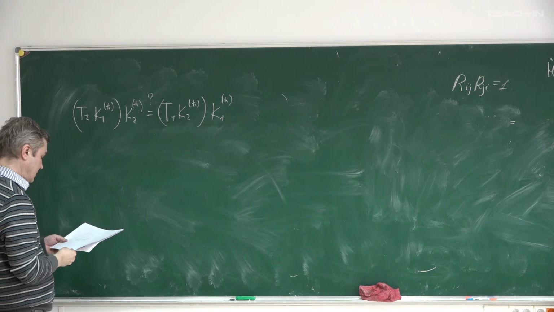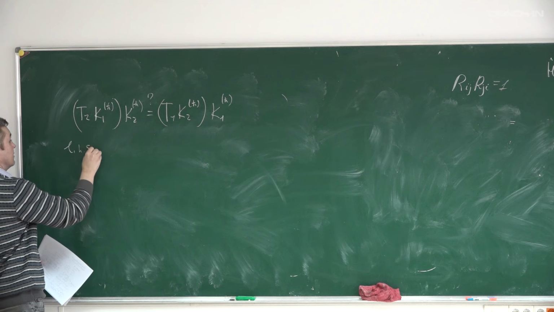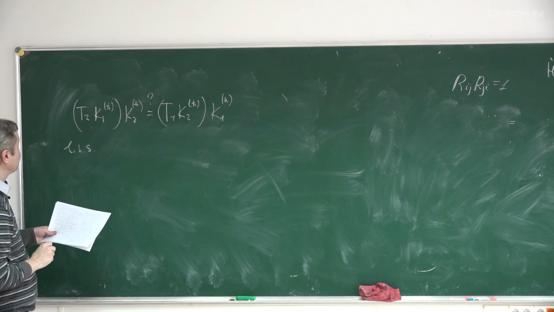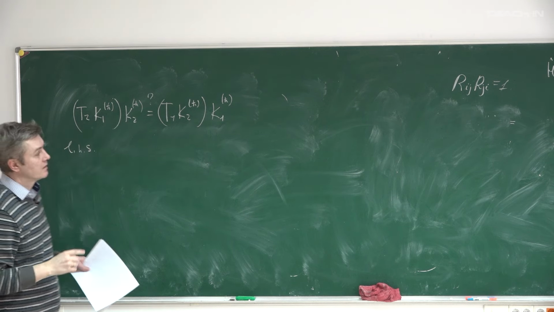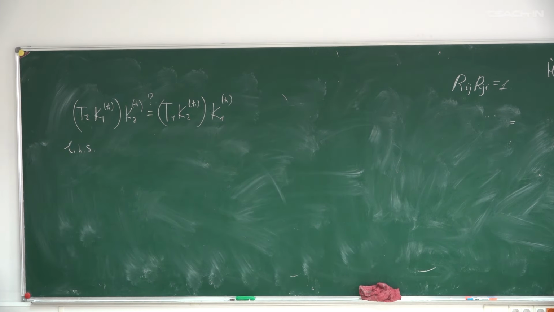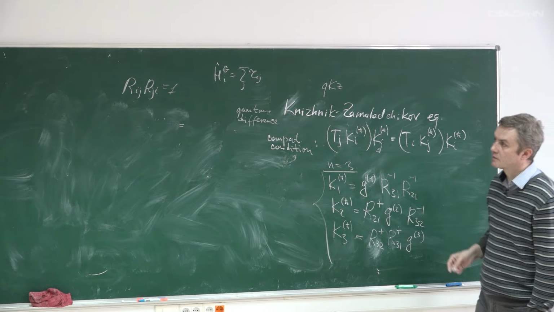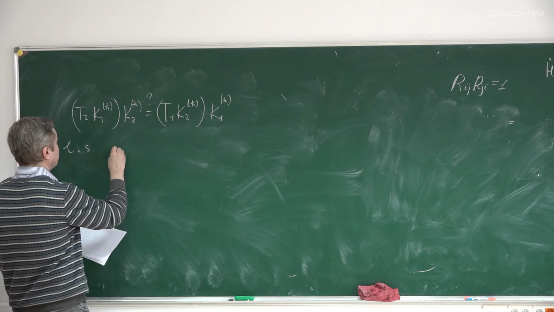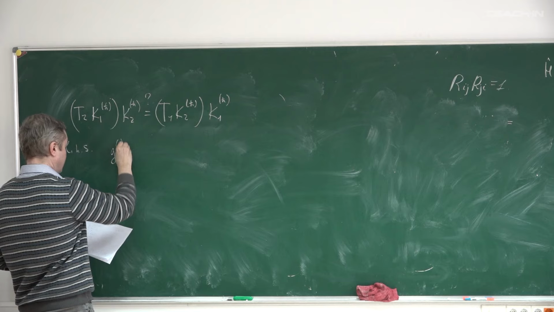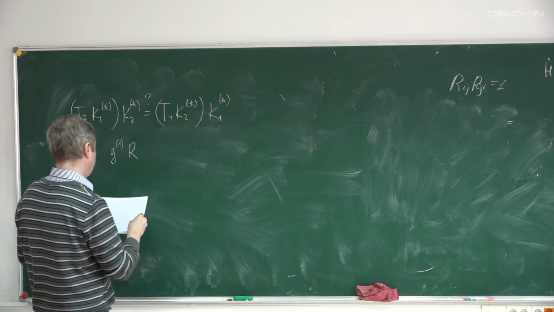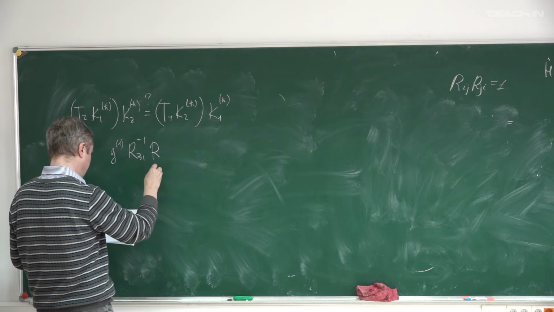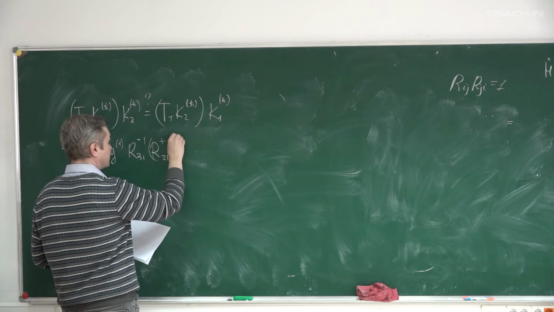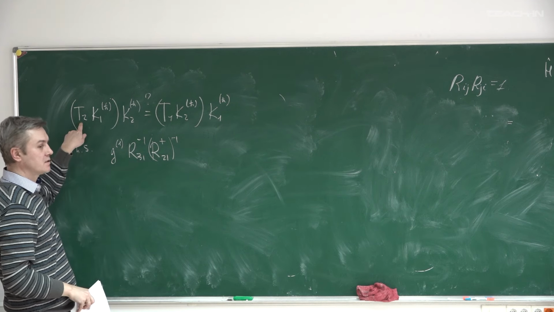Okay, so the left hand side. We are looking at the left hand side. What do we have here? We are acting by T2 on K1. When acting by T2 on K1, you see, the argument Z2 standing here is shifted. And this is the only thing which is shifted under this action. So as a result, we obtain G1, R31 inverse, and this R21 should be plus inverse. Yes, now the plus appeared from the action of this shift operator.